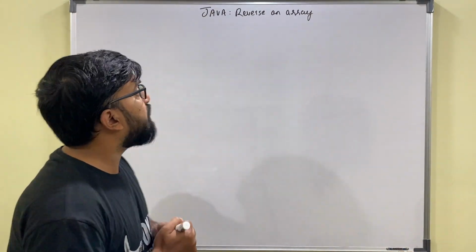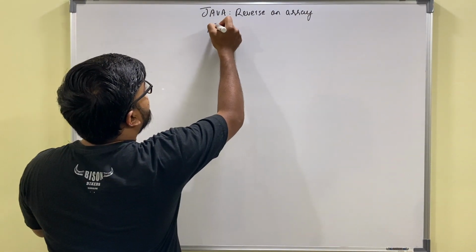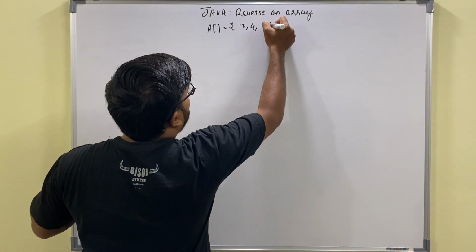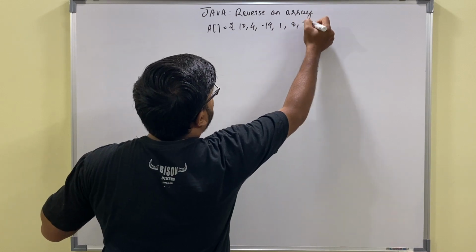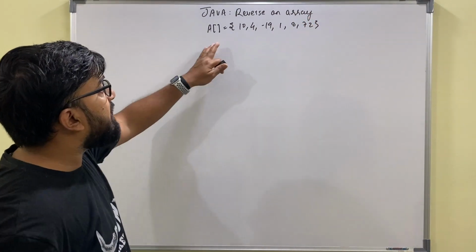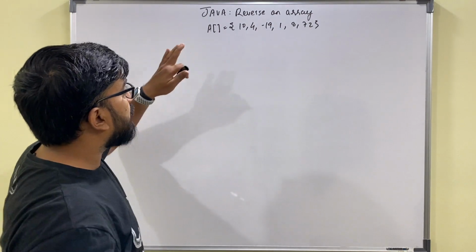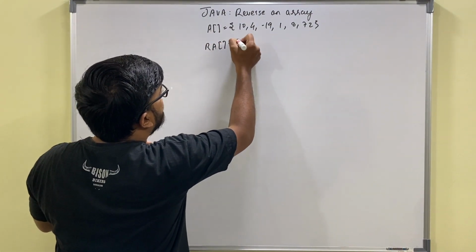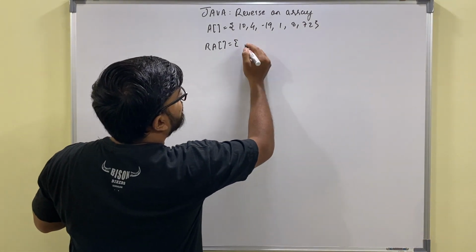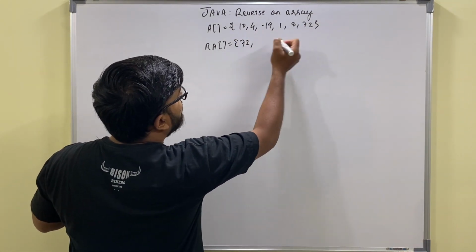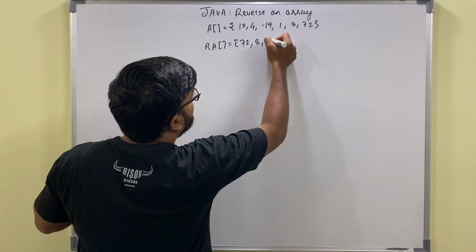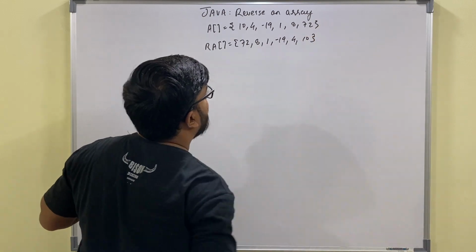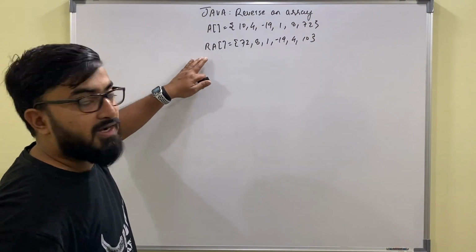So let's begin. We are given an integer array with values 10, 4, minus 19, 1, 8 and 72, and we need to reverse this array. The expected output array, if I call it reverse array, should be these values in reverse order. So the last one comes at the first position, the second last comes at the second position, similarly 1, then minus 19, 4 and 10. So for this given array, I need to find this reverse array.